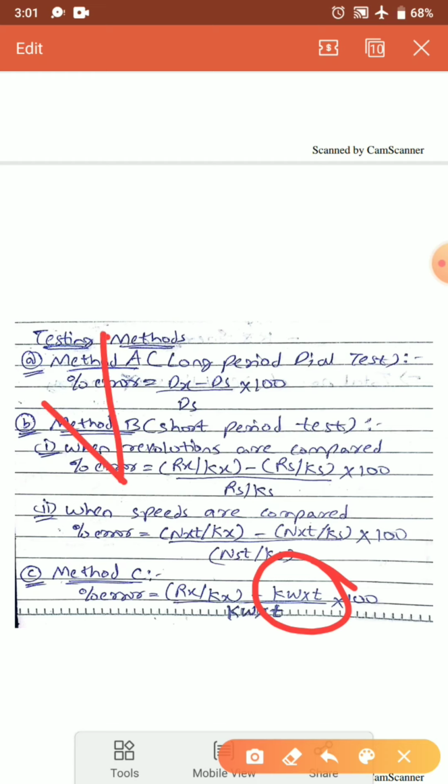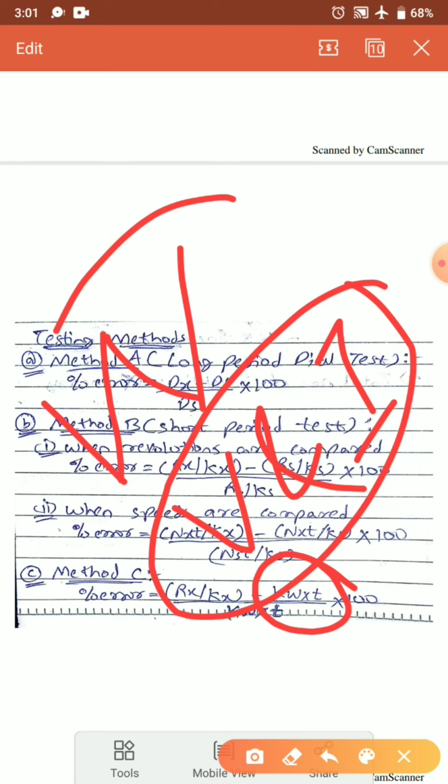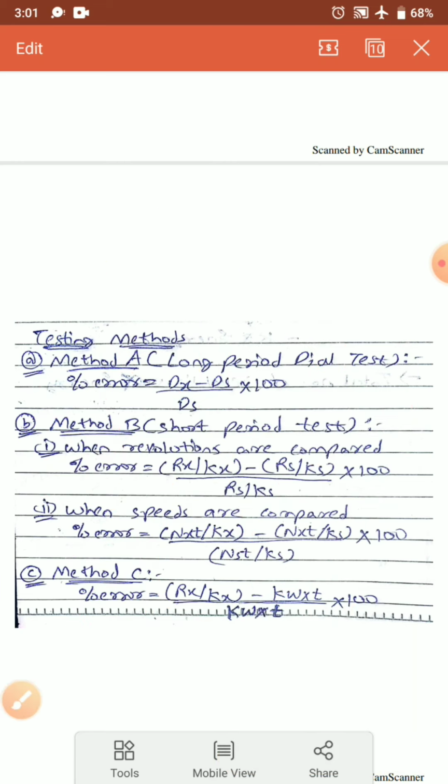Instead of a watt meter, I can use a voltmeter or ammeter as well, and using these also I can carry out the test, that is, the method C test can be carried out. So these are some of the testing methods of an energy meter. Here we can clearly see method C is the long period dial test.